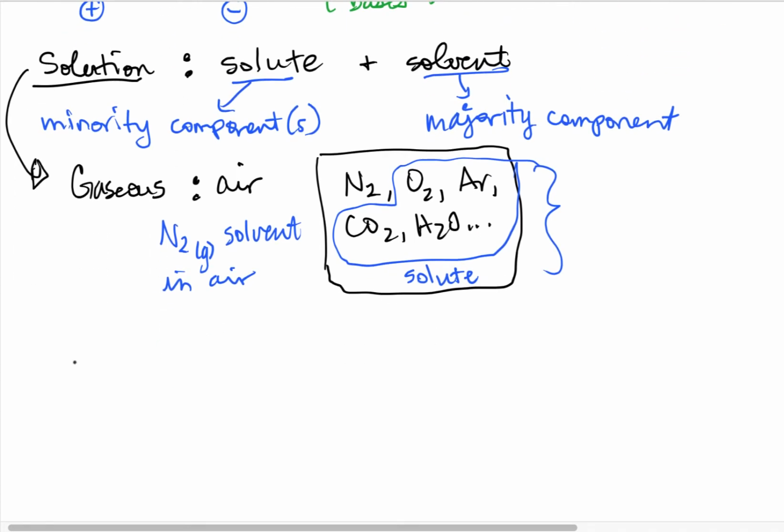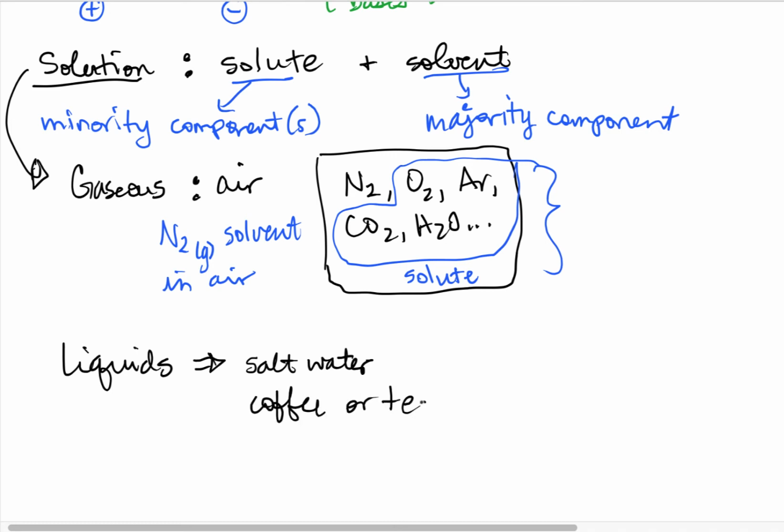You can also have lots and lots of different liquids. Of course, we're used to thinking about water-based solutions, because those are our most common ones that we pay attention to. So we can look at salt water as a great example. You can have your coffee or tea. These are water-based solutions. Lots and lots of different examples. Beer, alcohol. These are solutes that are still dissolved in water as the majority component.